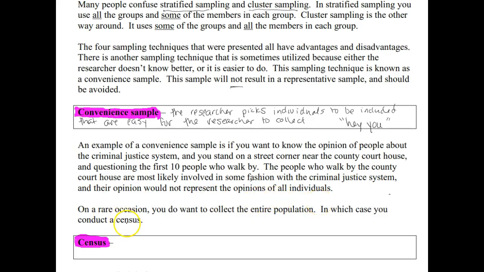On a rare occasion, you do want to collect data for the entire population, and if this is the case where it's actually feasible to do so, that's called conducting a census. So this is when every individual of interest is measured or surveyed. So in this case, the sample that we collect is the entire population that we're interested in.